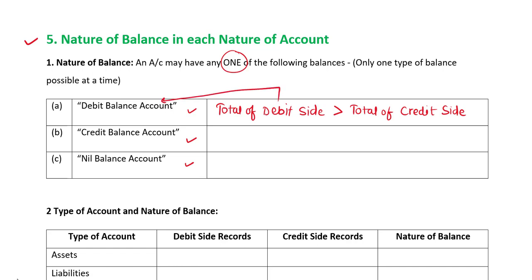When the account will have credit balance, note down, when the total of credit side is greater than total of debit side, it is said to have credit balance. Why? Because the credit side is higher.